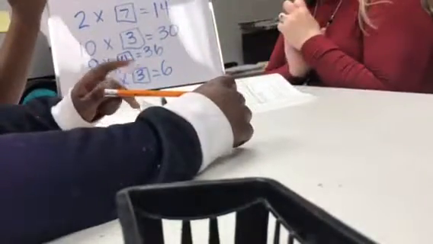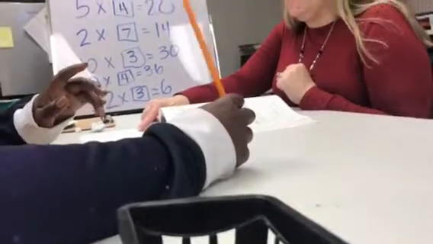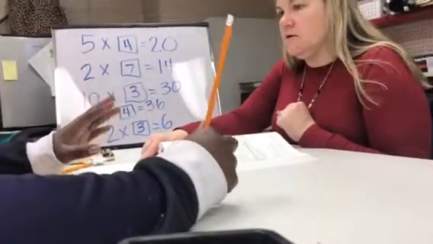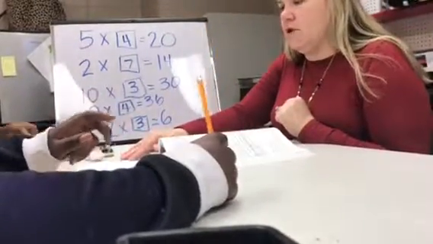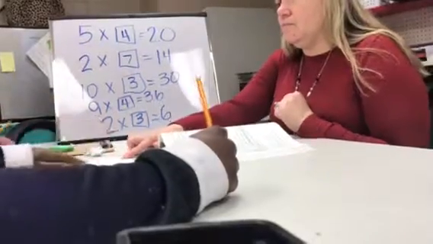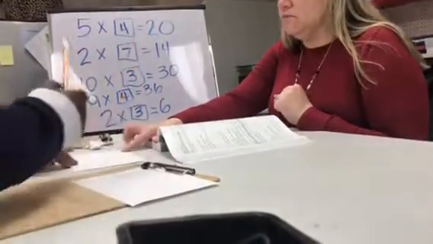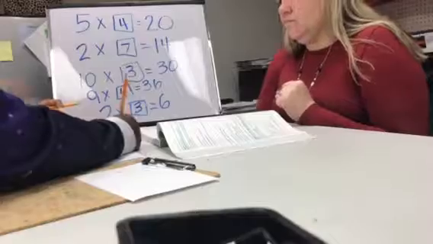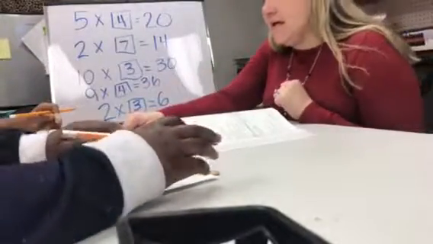5, 10, 15, 20. Oh, what are we counting by? 2. To get to what? 10. Where are we going to stop? 10. So in the box, you're going to write 2. You can write it, KT. All right. Now, B is a little different.